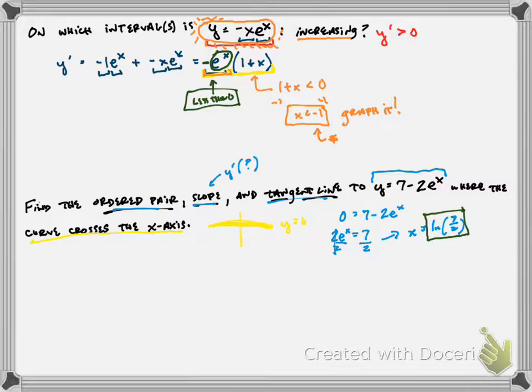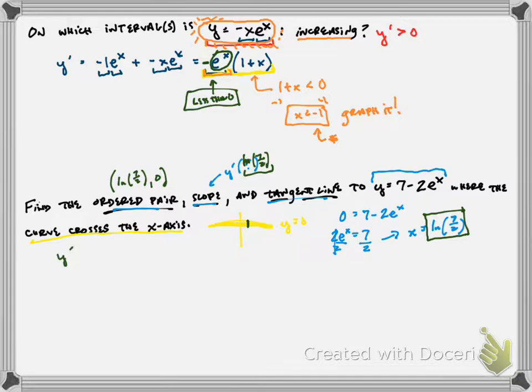So the ordered pair is somewhere over here. It's at the natural log of 7 over 2, comma 0. So there's the ordered pair. Natural log of 7/2 is our input, 0 is our output. Now, what is the slope? In other words, what's y prime at the natural log of 7/2?